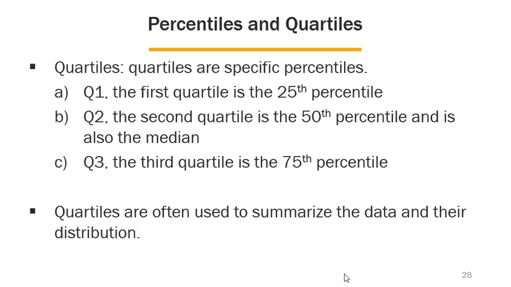Percentiles and quartiles are linked. So a quartile is a special kind of percentile. There are specific percentiles: the first, second, and third quartiles, denoted with Q1 for first quartile, Q2 for the second, and Q3 for the third quartile. And they correspond simply to percentiles: the 25th percentile for Q1, the 50th percentile for Q2, and the 75th percentile for Q3. And these are often used to summarize the data and their distribution.